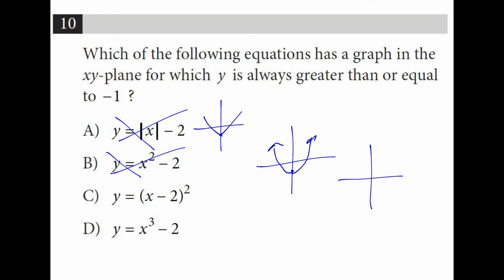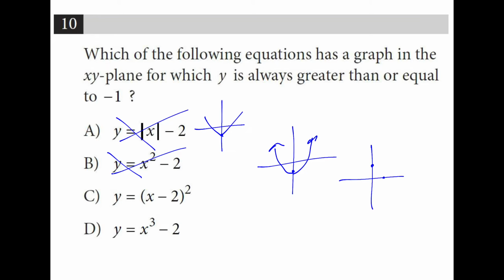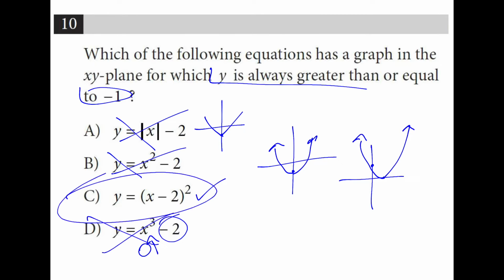If we look at the same thing, x minus 2 squared, this is our parabola now. It's the same thing moved 2 to the right. And is y always greater than or equal to negative 1? I think that works. And this one, if you plug in a 0, you get a negative 2, so it does not work. C is the right answer.